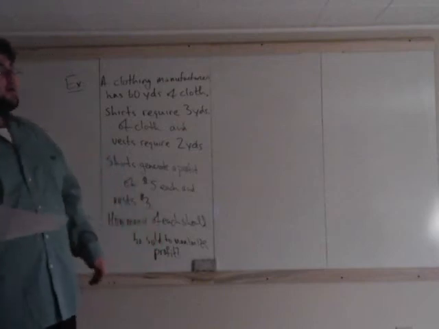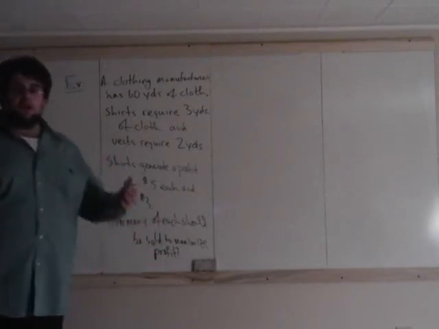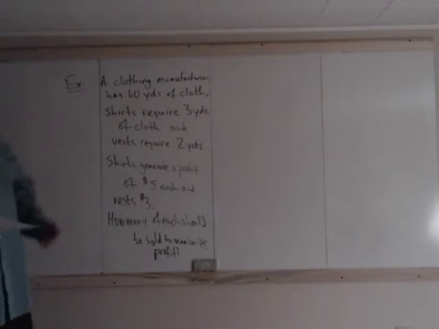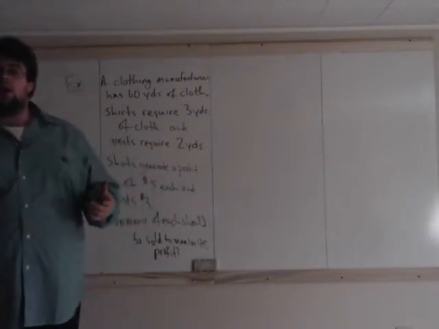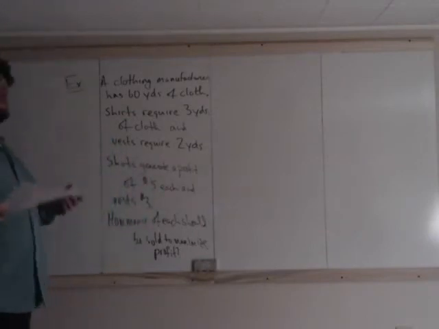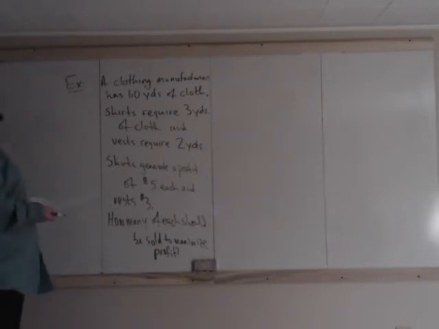Here we're going to see how we can use certain restrictions on manufacturing, on labor, to see what type of production will maximize profit. So here in this example, a clothing manufacturer has 60 yards of cloth.